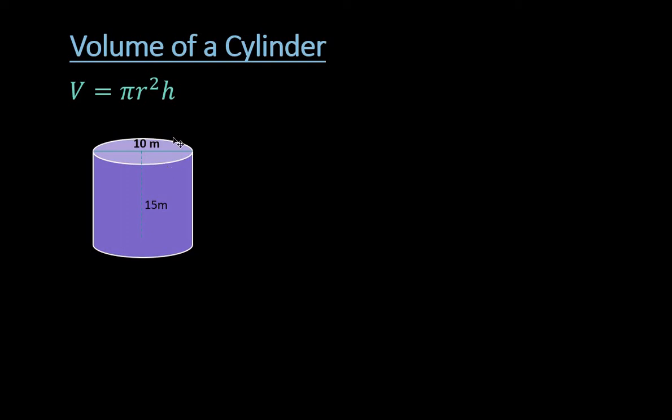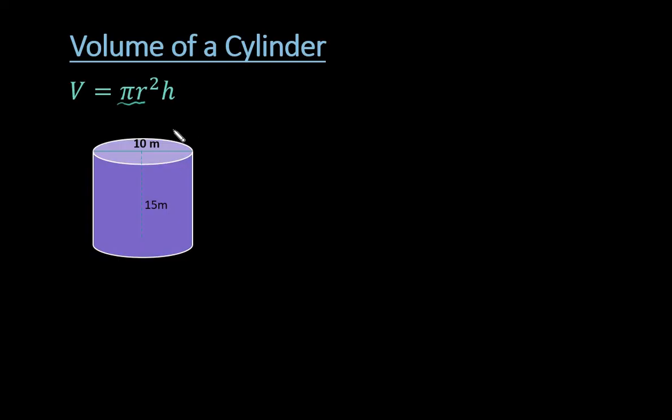Hi, this is going to be a really short video on how to find the volume of a cylinder. So basically the volume of a cylinder is the same thing as the volume of a rectangular prism. It's just the area of the base times the height. So remember that to find the area of a circular base, we would just do pi r squared. And then you would just multiply it times the height.